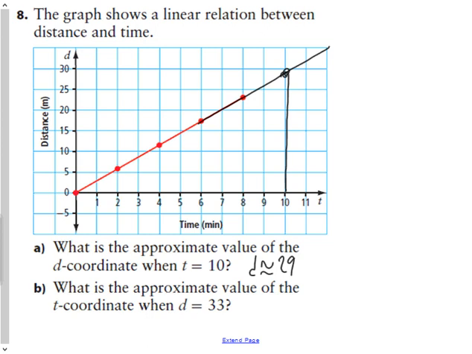What is the approximate value of the T coordinate when D is 33? So again, I'm going to put 33 roughly here and go over. Oh, that's pretty easy. T is approximately 11.